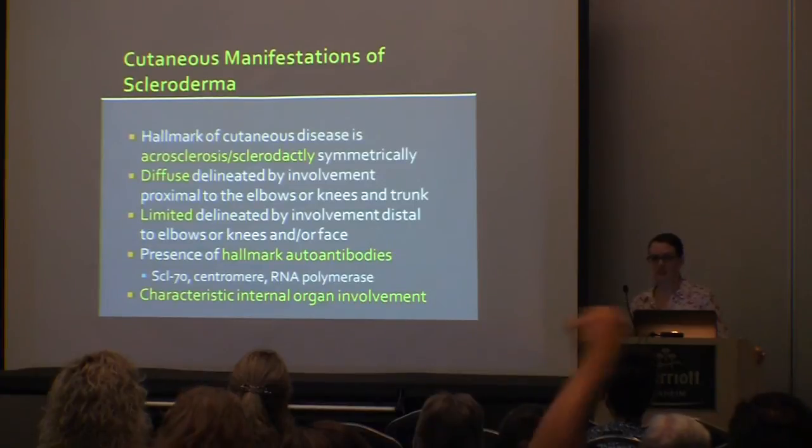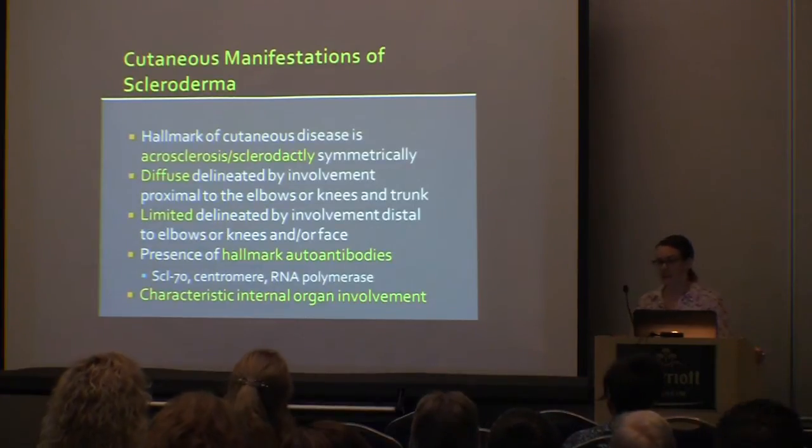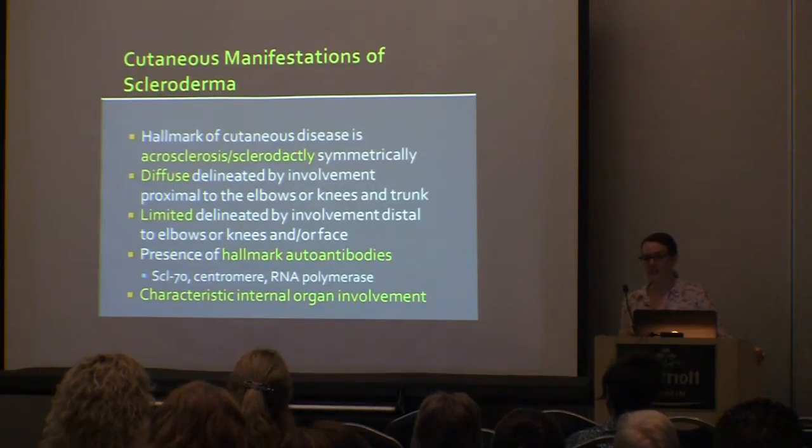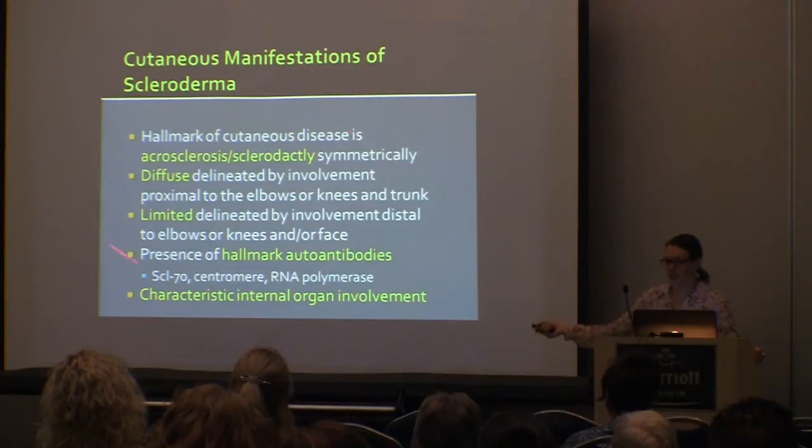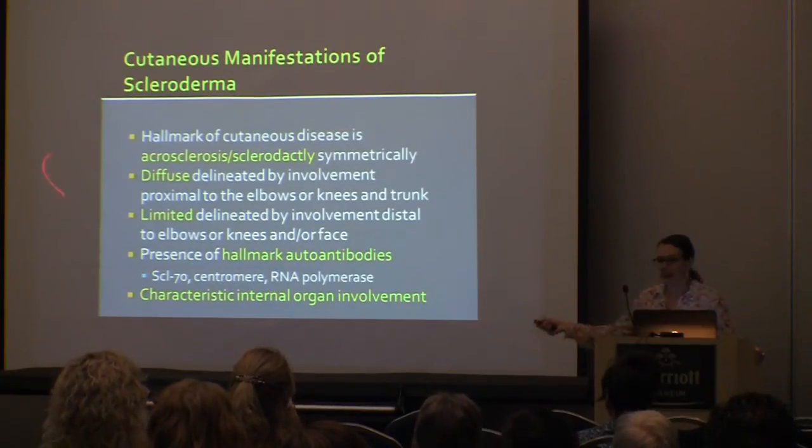Most commonly, it includes the GI tract, the lungs, and the heart, and sometimes the kidneys. Again, this is absent in Morphea. So you can see that these are the hallmark characteristic features of scleroderma, and people with Morphea do not have any of these.